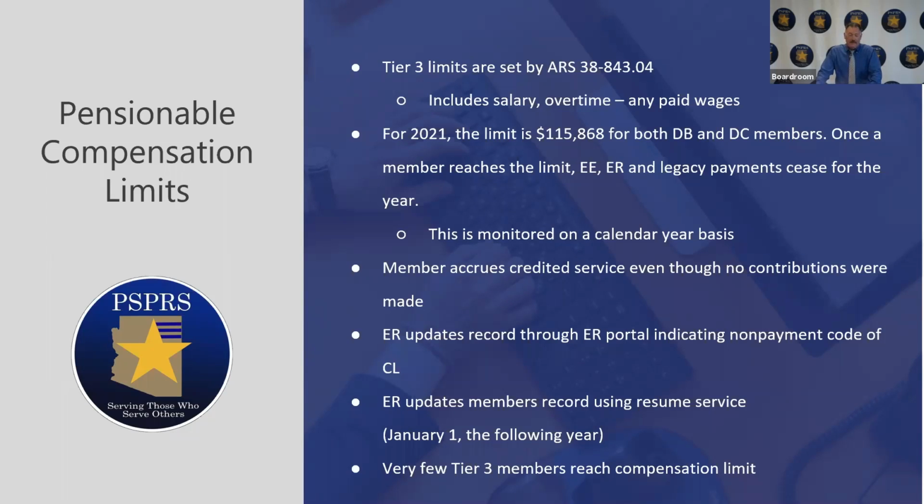On the employer side, in the event that you have a member who's exceeding that limit, we'd ask that you go into that demographic page and do an update indicating a code of CL, contribution limit, with whatever date they hit that. Therefore, the system is no longer looking for contributions on behalf of this member. We'd ask that around the first of the year, you go back into the system as of 1/1 and hit resume service. Therefore, the system is once again looking for those contributions on behalf of that member. Very few members in Tier 3 do reach that compensation limit, but it's out there and we just need to make you aware of it.